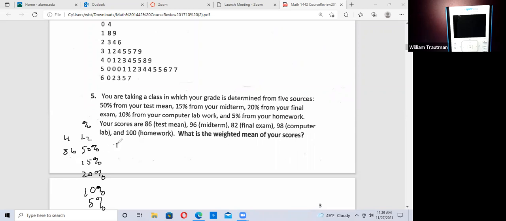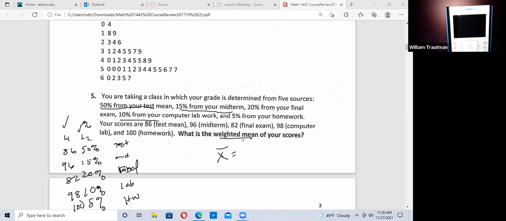The first one was tests. Tests were 50%, 15% for the midterm, 10% for the lab, 20% was the final, and 5% was the homework. So we had 86 on the tests, 96 on the midterm, 82 on the final, 98 and 100. We're going to put these in L1 and these in L2, and the weighted mean is the average on our calculator. So we're going to do that.